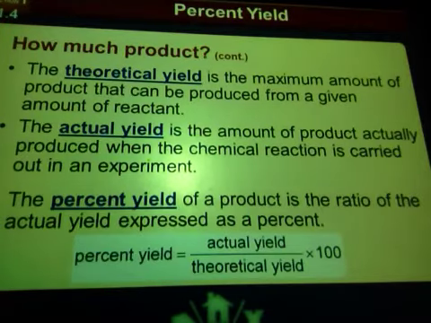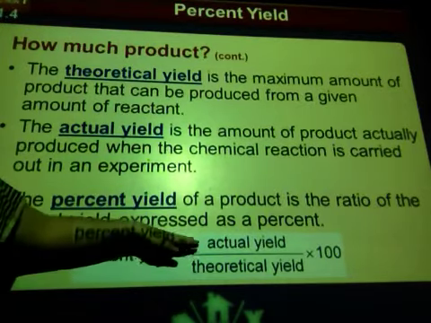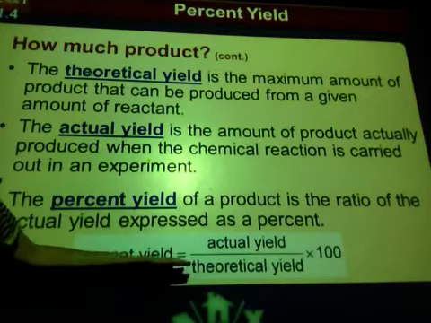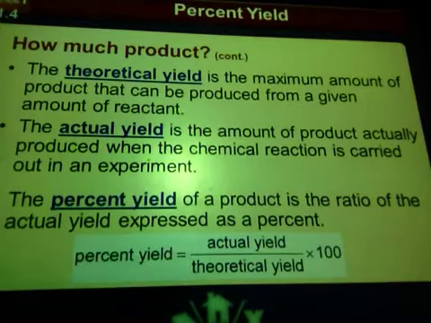Based on the actual yield and the theoretical yield, we can calculate something called the percent yield. And the percent yield is just a ratio of the actual yield over the theoretical yield, and since it's a percent, we're going to have to times it by 100. So percent yield is just what I actually got in the lab versus what I could have made, what I could have produced in the lab, and then times 100.